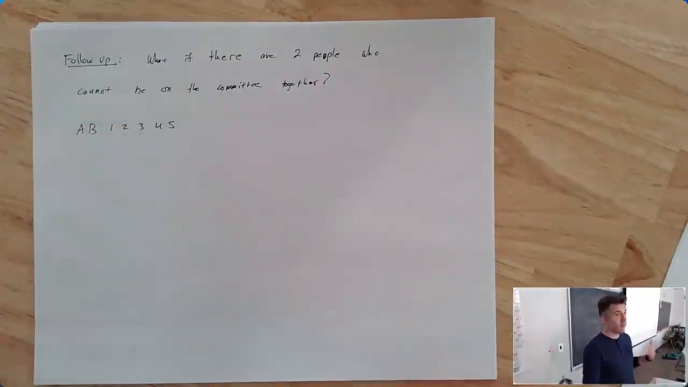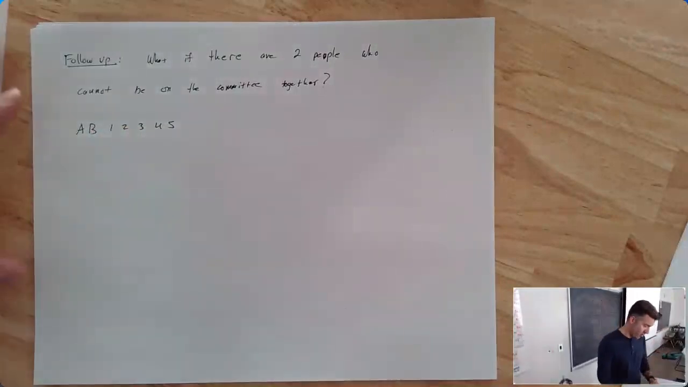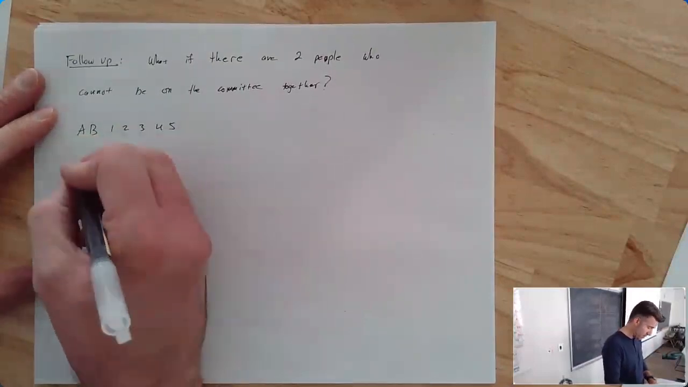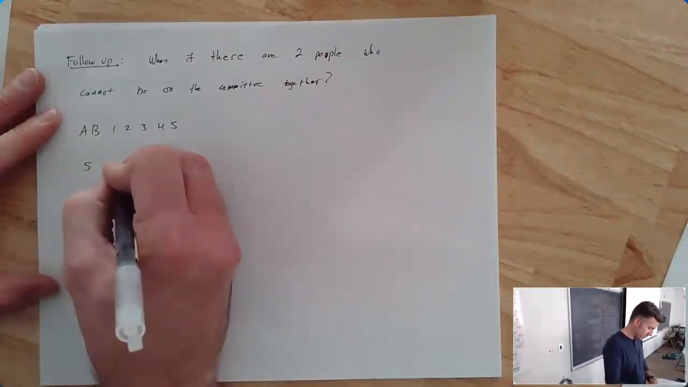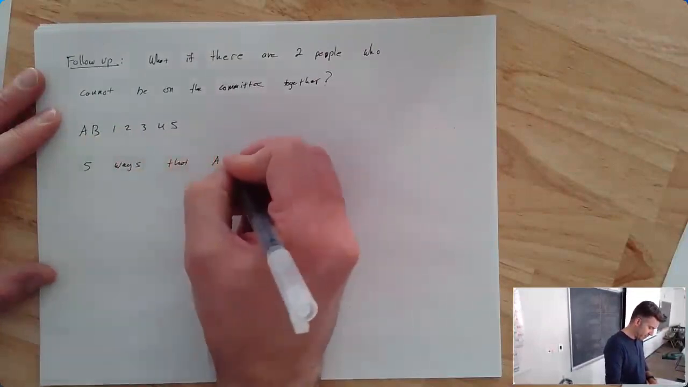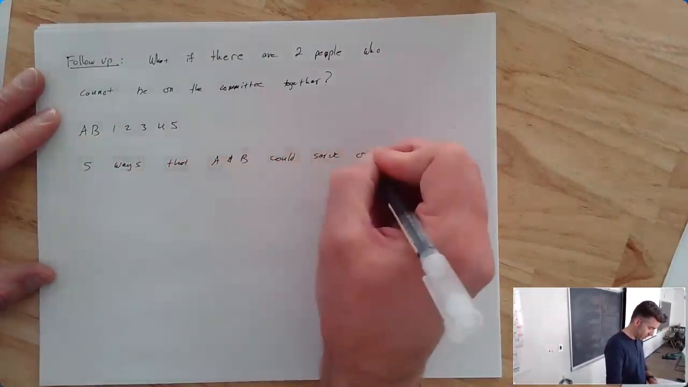So we know from before that there are 35 ways that we can pick any 3 people. But now we don't want some of those combinations. We don't want any combination with A and B and either 1, 2, 3, 4, or 5. So there are 5 ways that A and B could serve on the committee together.